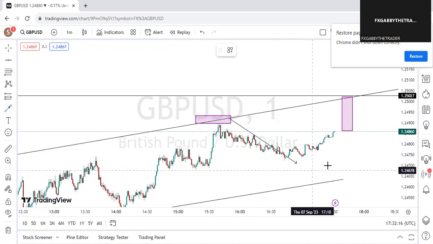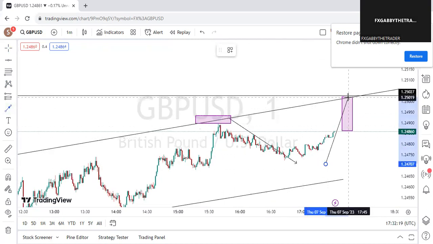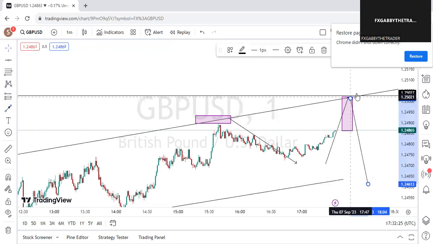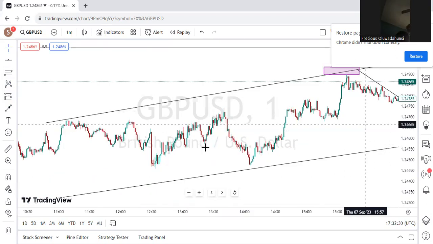Now we are rising. So I'll be patient for price to hit here on the 1 minute. When it hits there, I'm still seeing that price might crash all the way down. But if it comes out of that place, I will not take any decision. So this is the 1 minute analysis.